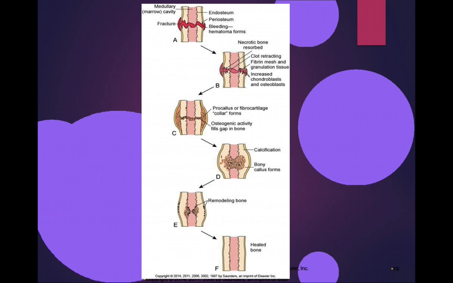So you can look at this picture and you can see, okay, here we have the fracture. We can see that there's bleeding, so we see the hematoma. And then we start to see this fibrin mesh. We see this granulation tissue starting to form. We start to see the chondroblasts and some osteoblasts forming. And now we get this fibrocartilaginous collar, right? This collar is starting to create this bridge between the two fragmented sides, right? So here's the bridge, and now we could see the swelling, right?